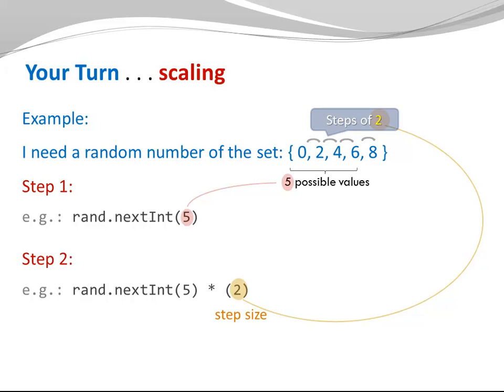At this point, we talked about creating random numbers from a range or a set that starts at 0. But what happens if I don't want to start at 0? This I will discuss in the second part of the random video.